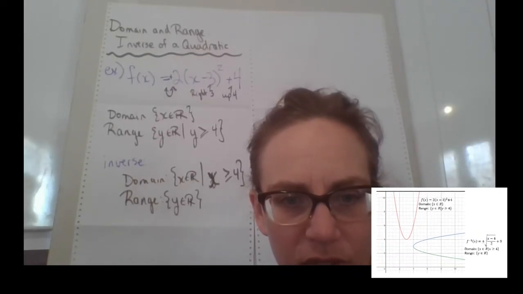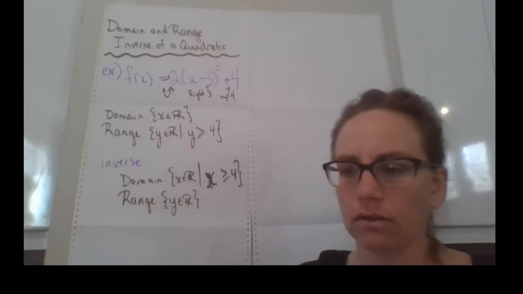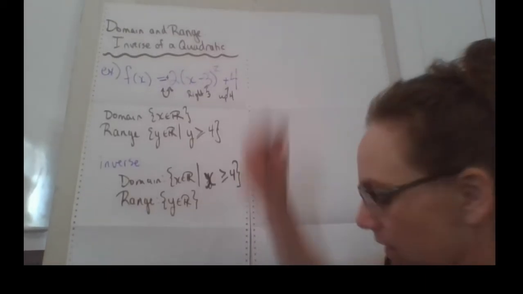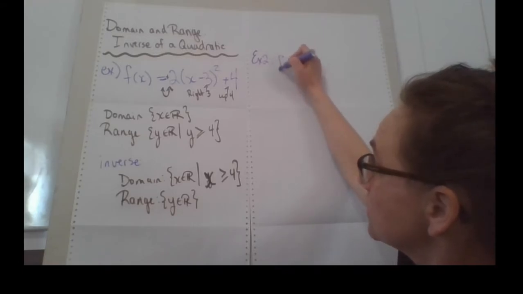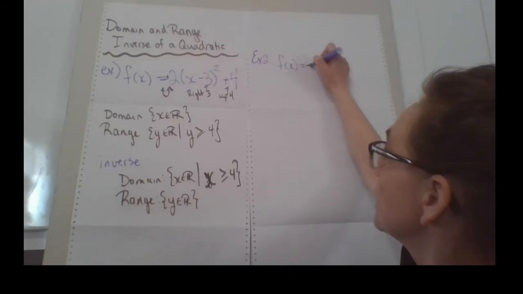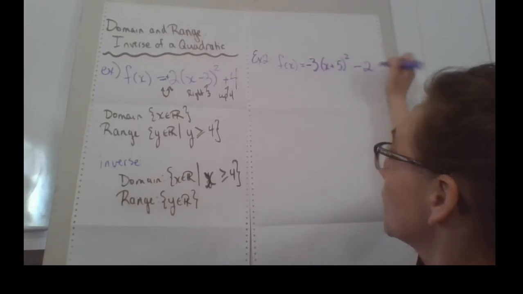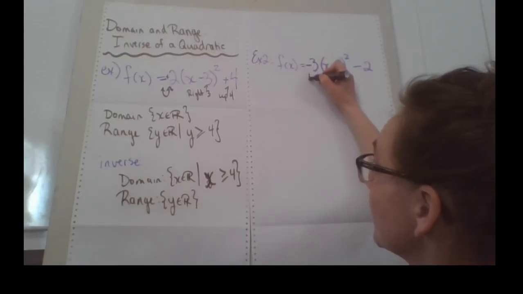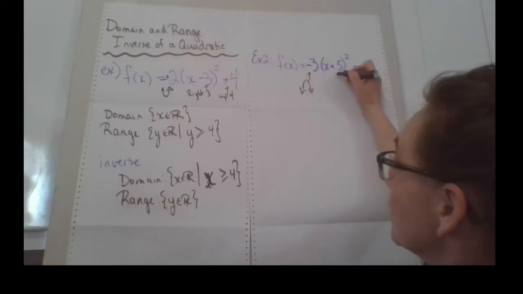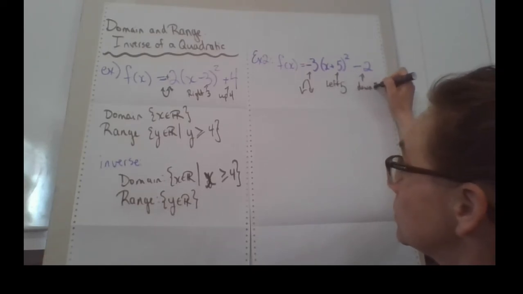Same idea if I were to use, say, a negative one. Sure, let's do a negative one. So this time, let's say example 2. Let's do f of x is equal to negative 3(x plus 5) squared minus 2. Again, I can use my transformations and know what I'm looking for. The negative means I'm going down. The plus means I've gone to the left 5. And the minus means I've gone down 2.